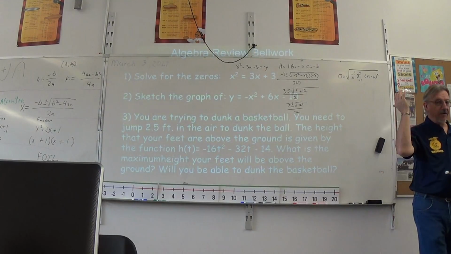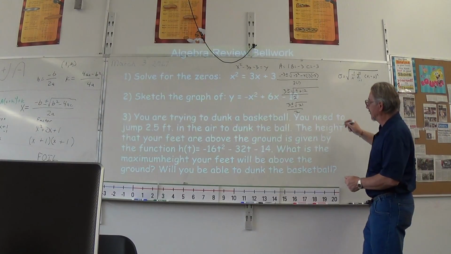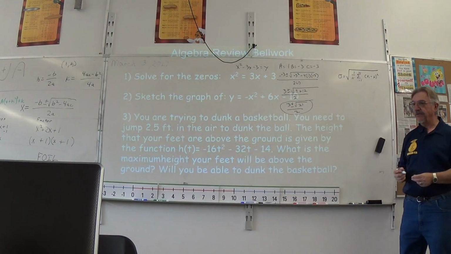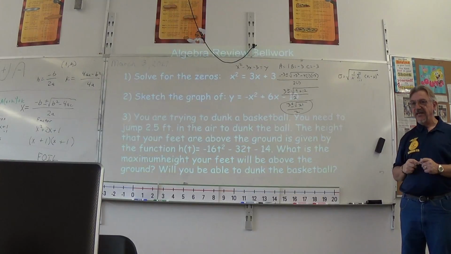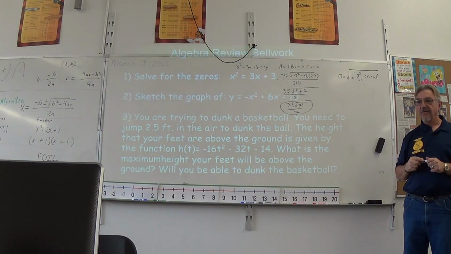Can I take that any farther? Yeah, you could do the square root of 7. But they're not perfect squares, so you can't take the square root. You only want to reduce it if you can actually do something with it. So the zeros are 3 plus the square root of 21 over 2 and 3 minus the square root of 21 over 2. That's number 1.